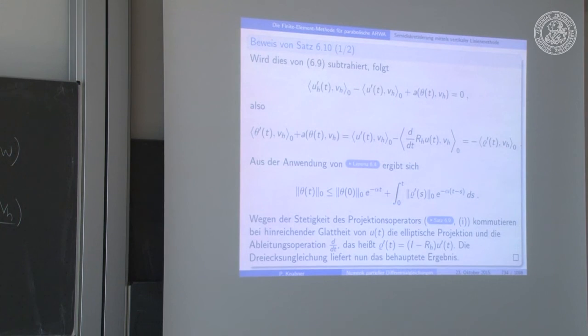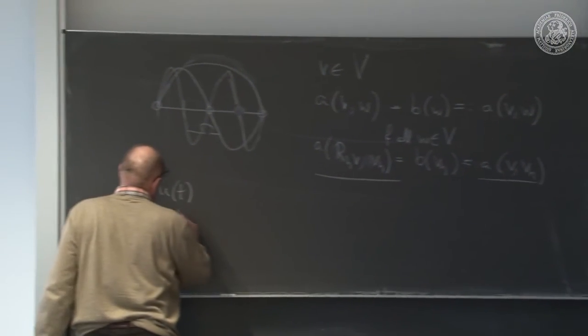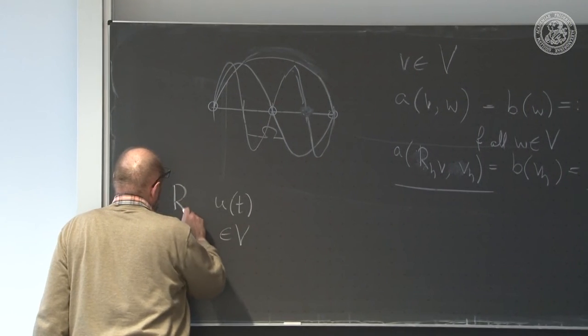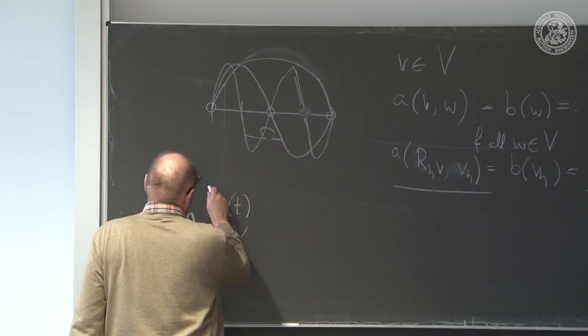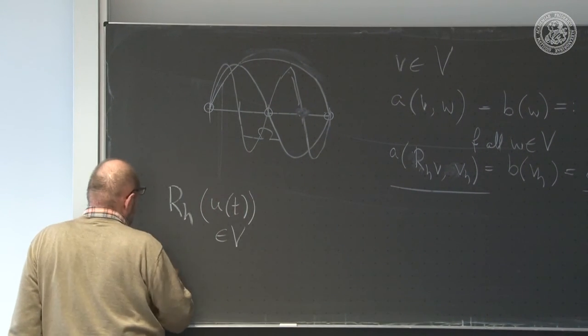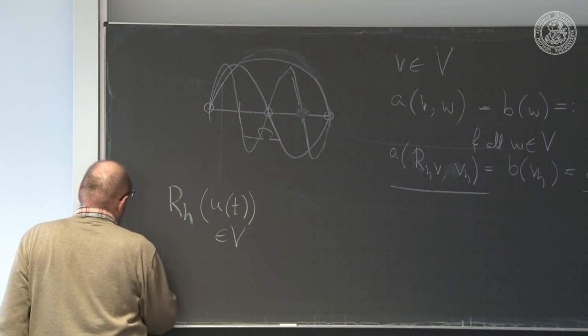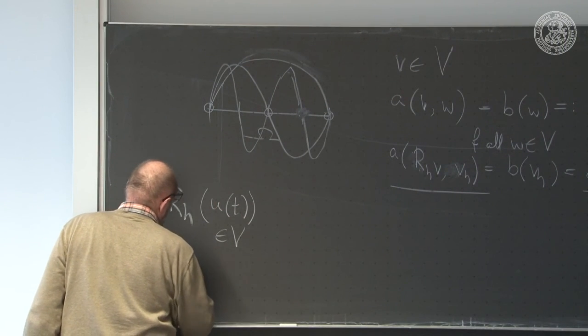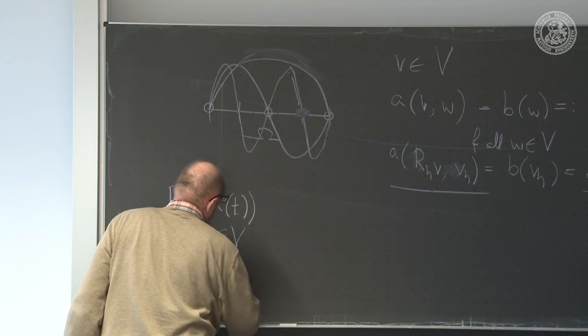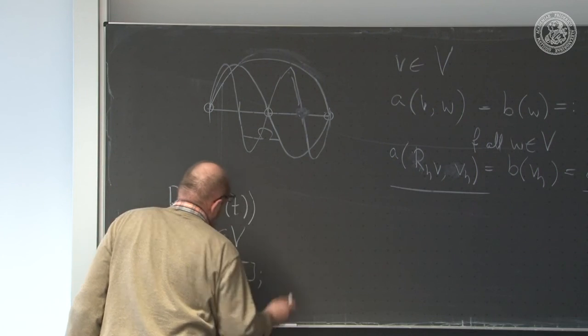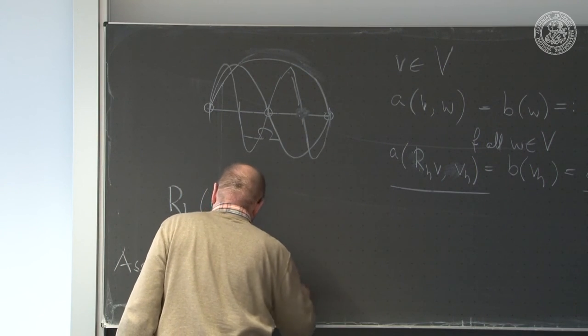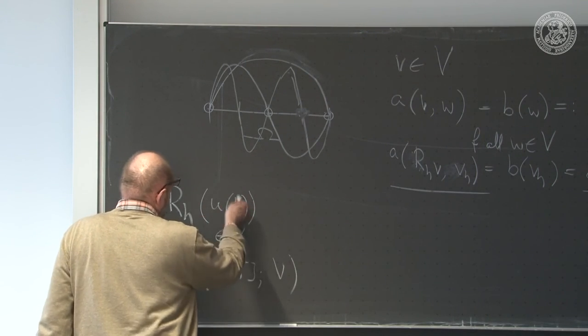What we have used is the following identity. I take u of t. Of course, u of t must be from V, so that I can do that. And here I can take RH of u of t, so that this makes some sense. Of course, I need something like u being a continuous function with values in V, so that I really can write down u of t.